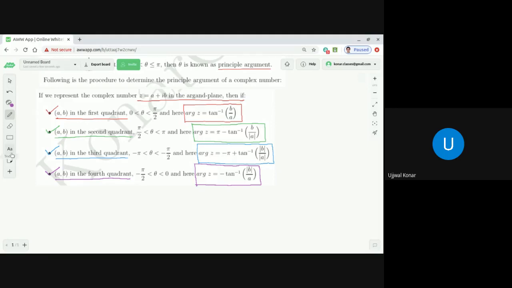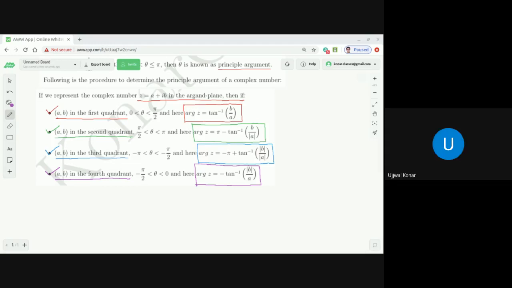Otherwise, whenever there are questions related to finding the amplitude or argument of a complex number, it creates a lot of confusion. Also, a very important point, dear students: whenever a question says find the amplitude or argument of a complex number, it means you are supposed to find the principal argument of the complex number.